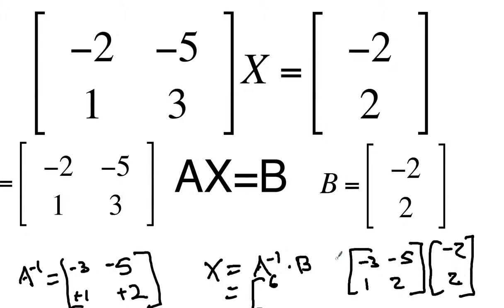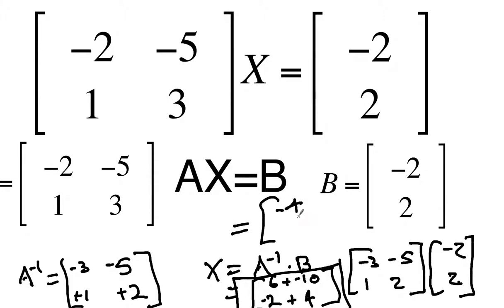-5 times -2 is -10. So that first row is going to be 6 plus -10. Then if I do row 2 times column 1, I get 1 times -2 is -2. 2 times 2 is 4. So this is what it's going to be equal to, which is -4, +2. So that is what x is equal to, -4, +2.